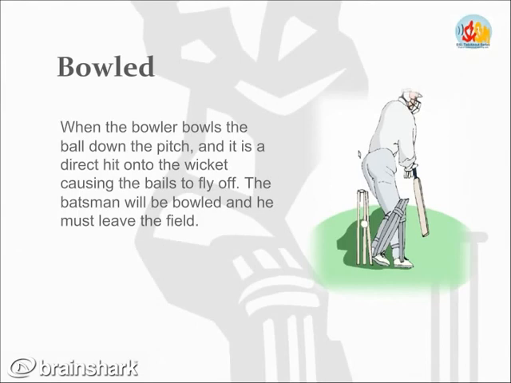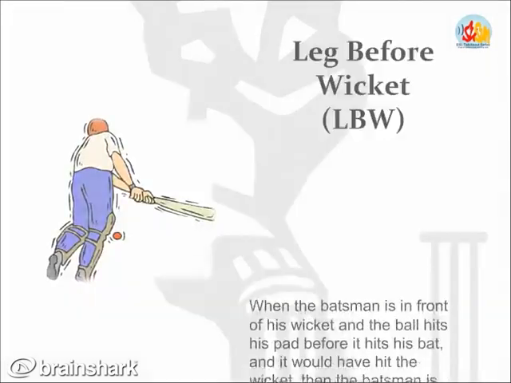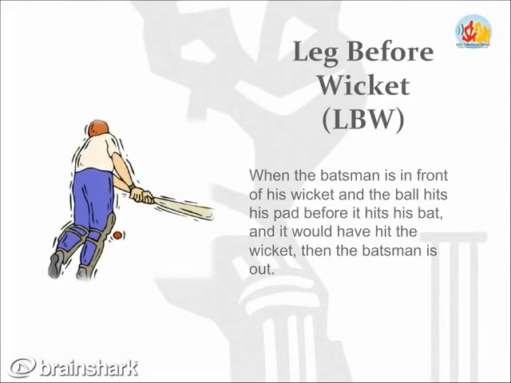Bowled. When the bowler bowls a ball down the pitch and it is a direct hit onto the wicket, causing the bails to fly off, the batsman will be bowled and he must leave the field. Leg before wicket. When the batsman is in front of his wicket and the ball hits his pad before it hits the bat, and it would have hit the wicket, then the batsman is out.